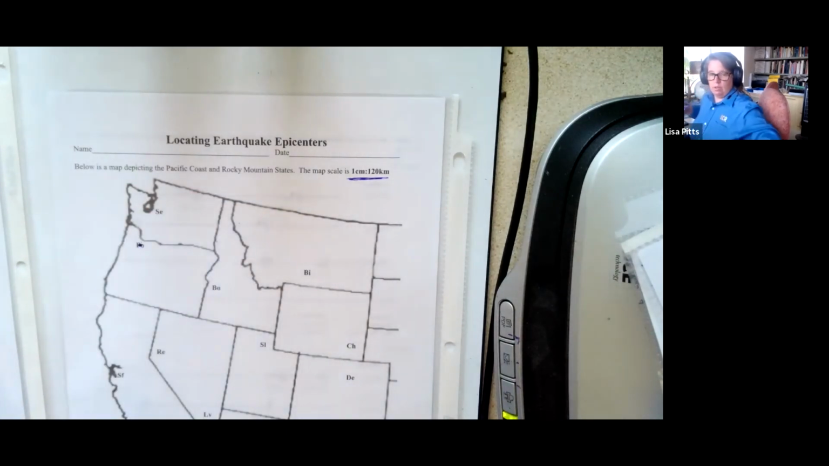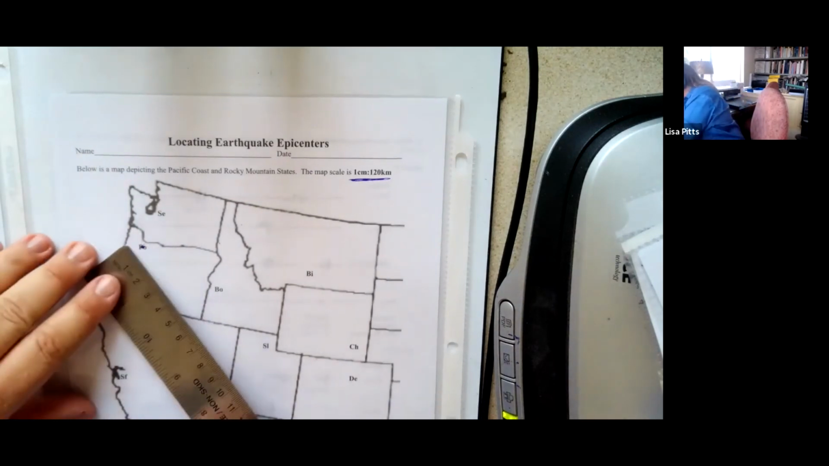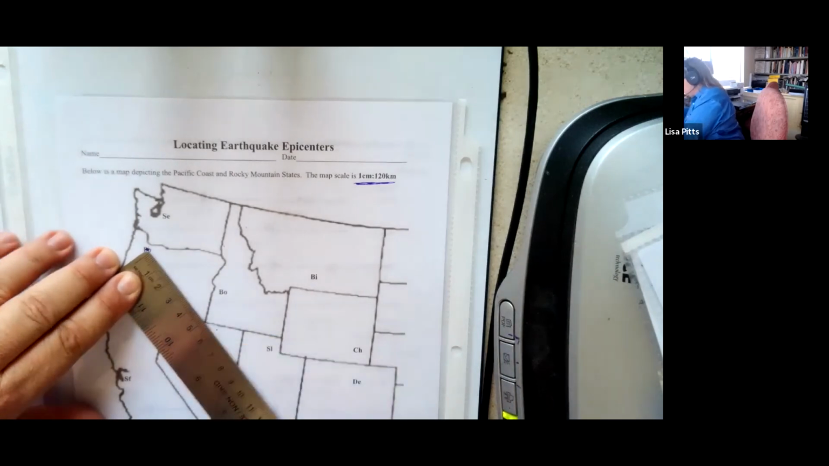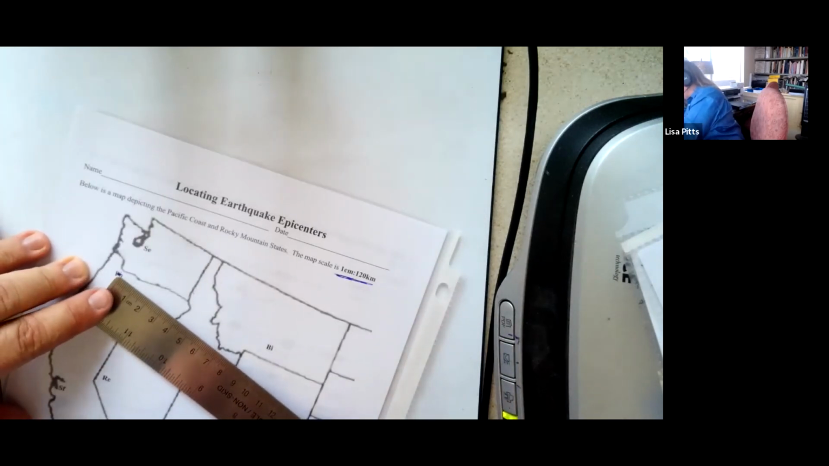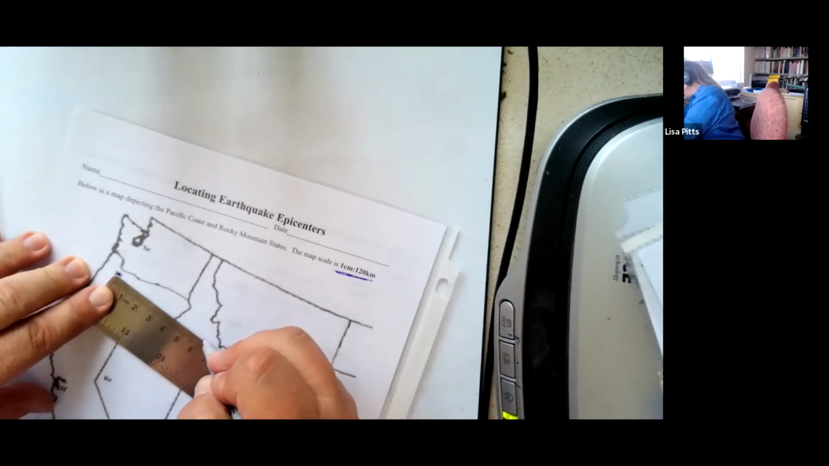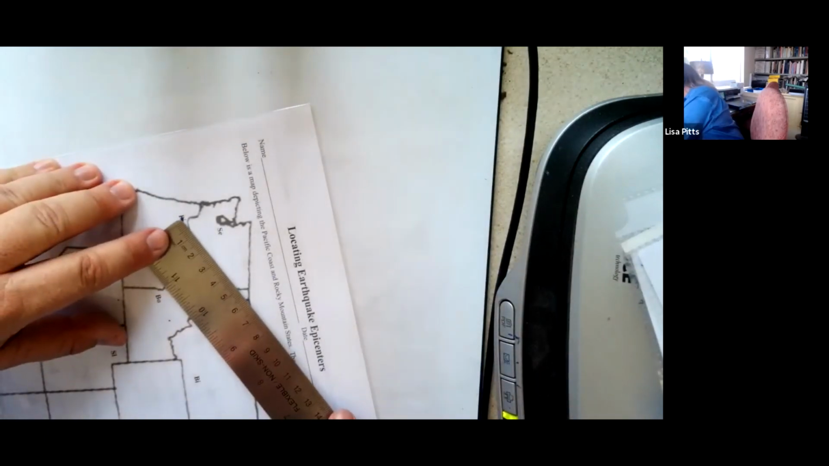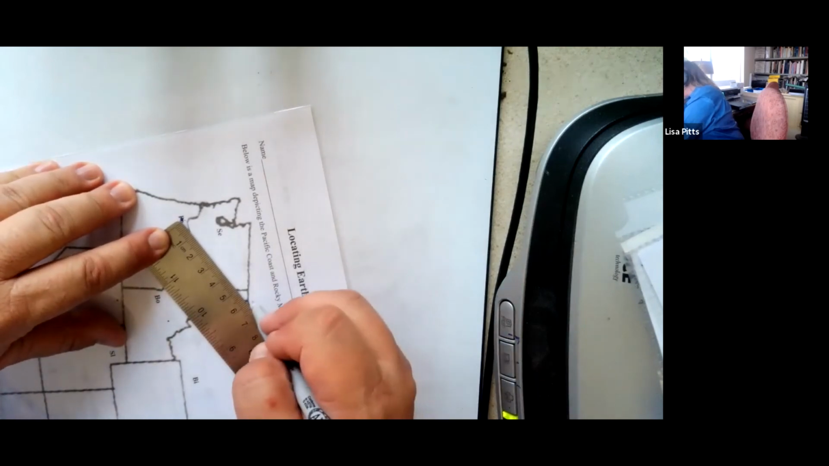So let me get out my little ruler here. I'm going to draw a dot. And I'll come over here, draw another dot. Come over here, draw another dot. Come over here, draw another dot.